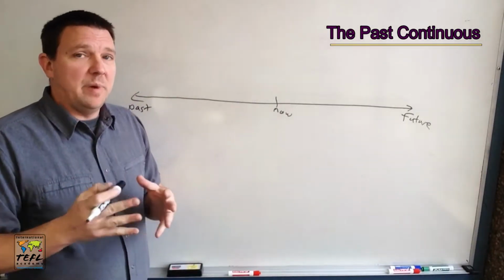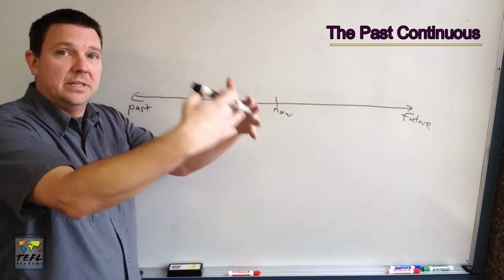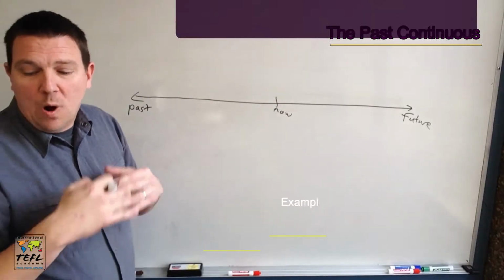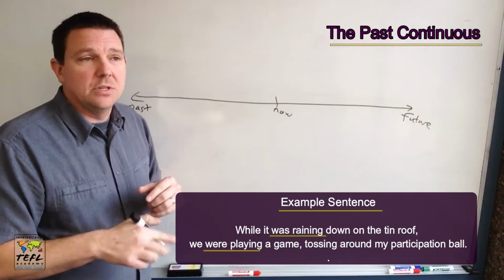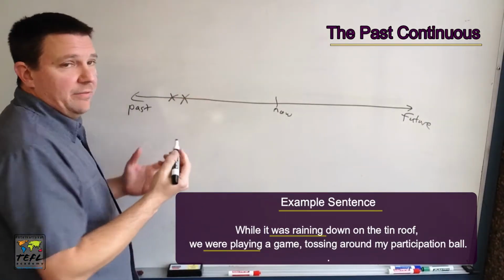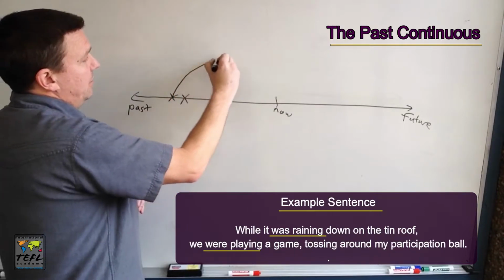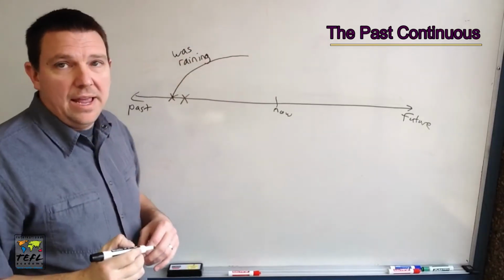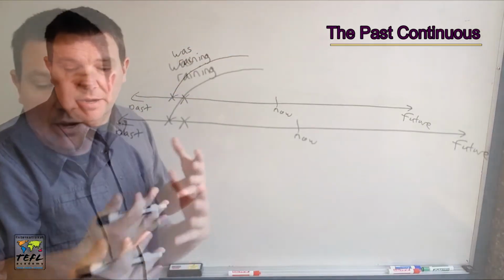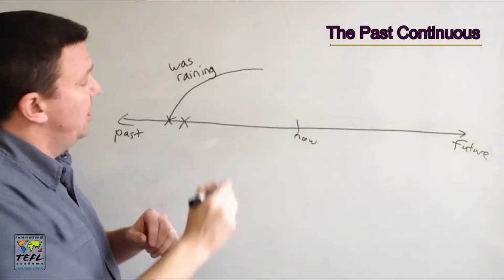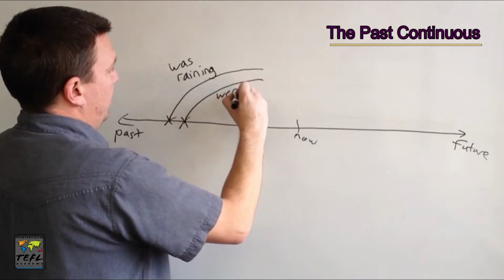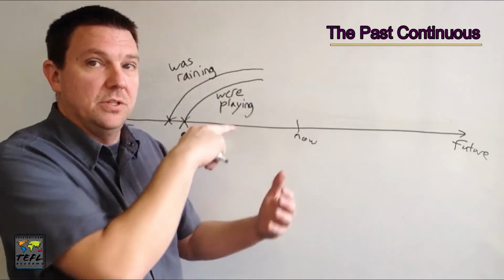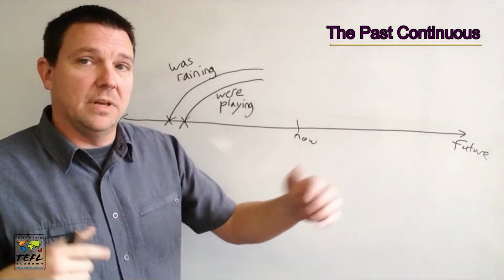Another common use of the past continuous is to show two actions that happened continuously in the past, at the same time, simultaneously. So an example sentence from our blog was, while the rain was pouring down on the tin roof, we were playing a game. So these are two different actions. They may have started at different times, it's not really important. We know that one of them continued, and we can write down, was raining. And we know that this action happened continuously in the past, and then another action happened continuously simultaneously, which was, we were playing a game. And so this use of our timeline shows that the past continuous can be used to show two actions happening simultaneously over a period of time.